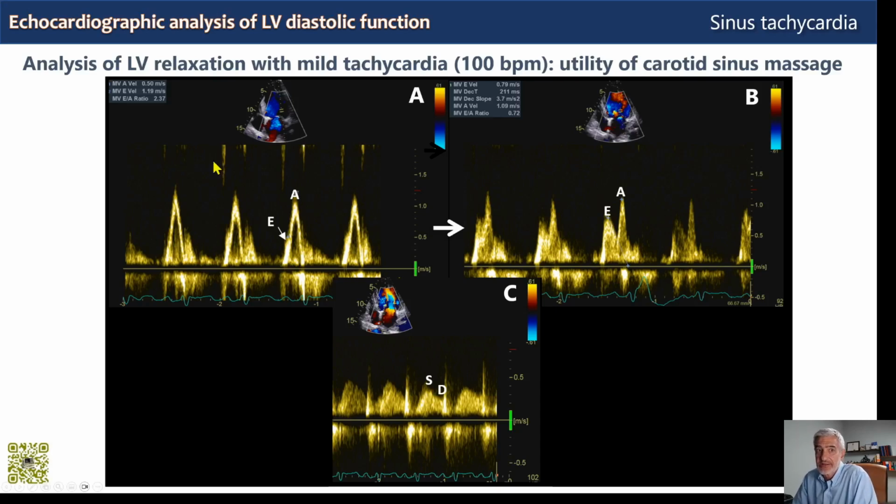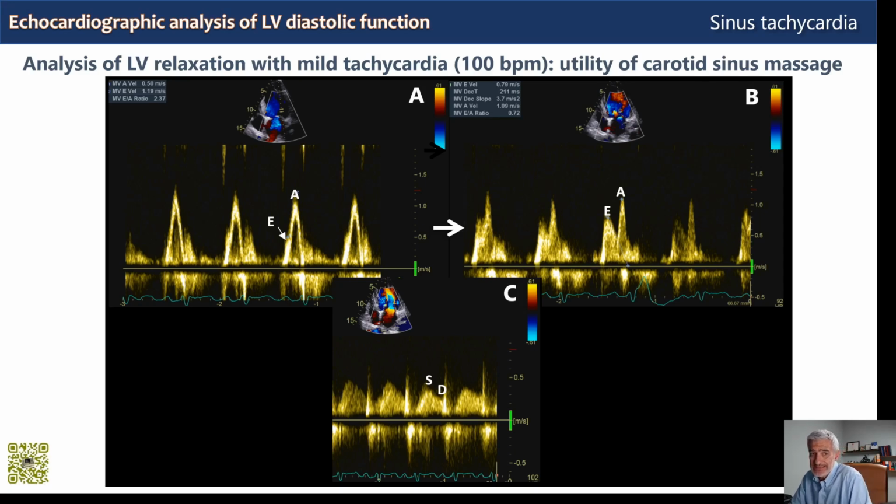Well, in a certain number of cases, especially in the emergency department, the patient may be in sinus tachycardia, and the increased heart rate may confound us because the flow pattern will show a summation pattern, as you can see in A here, a single wave. This means that the E and A waves are superimposed, because atrial contraction occurs on left ventricular relaxation when the heart rate is above 90 or 100.